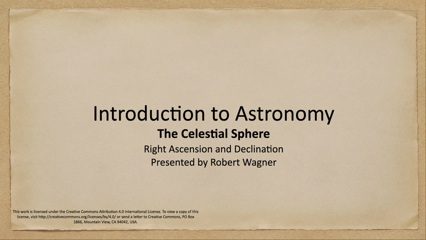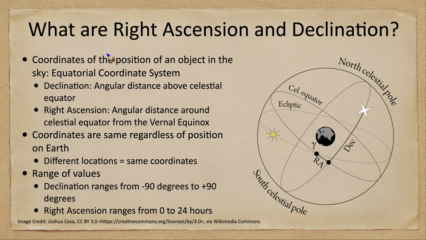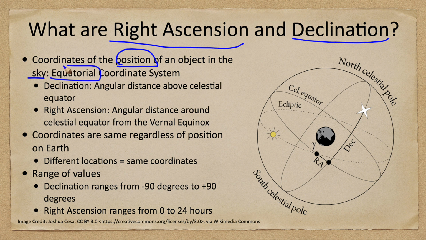In this week's discussion on the celestial sphere, we are going to look at right ascension and declination and see how they can be used to measure the coordinates of an object in the sky. So what are the right ascension and declination? Well, they are coordinates to tell us the position of an object in the sky. This is what we call the equatorial coordinate system, measured relative to the celestial equator.